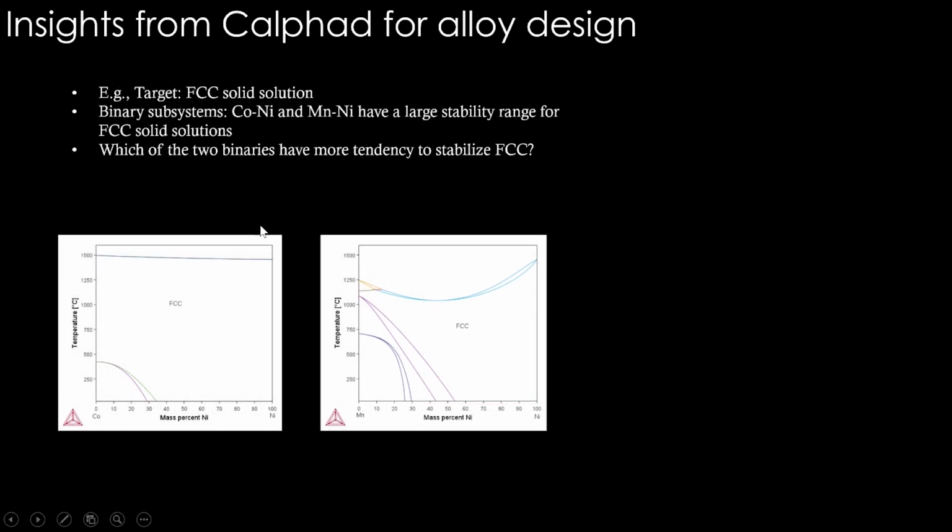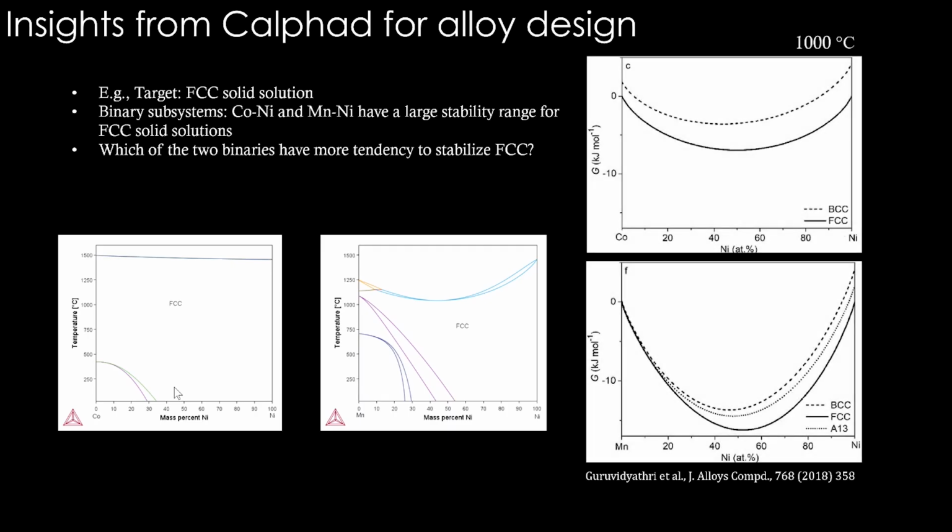First, we can apply that even to this question. Co-Ni and Mn-Ni, we said, have a large stability range for FCC solid solutions, right? Here and here. So which of the two binaries has more tendency to stabilize FCC? You may think that here FCC is smaller, here it is a larger range. Therefore, the cobalt-nickel system can be a strong FCC stabilizing binary. But if you look at the Gibbs energy composition diagrams, let's say this is at 1000 degrees Celsius. For the cobalt-nickel system, this is the Gibbs energy versus composition diagram.